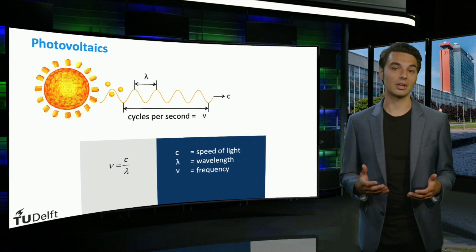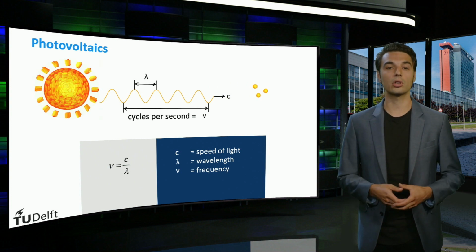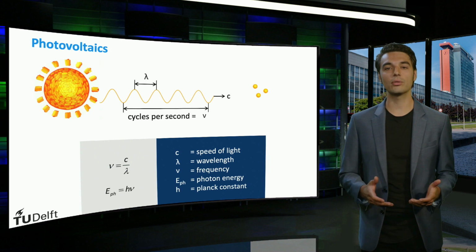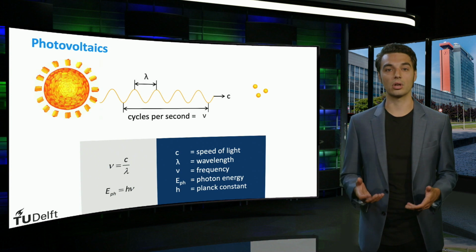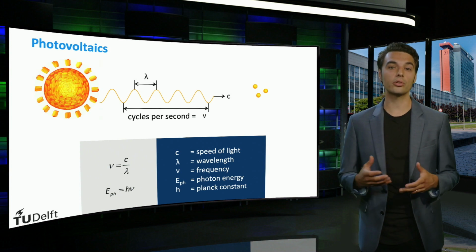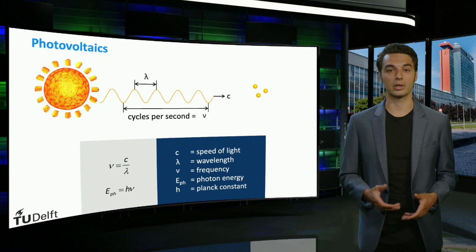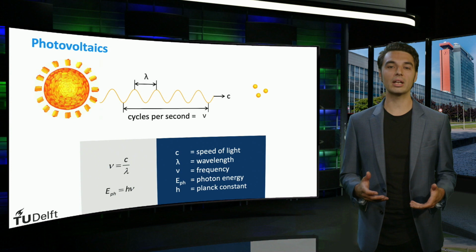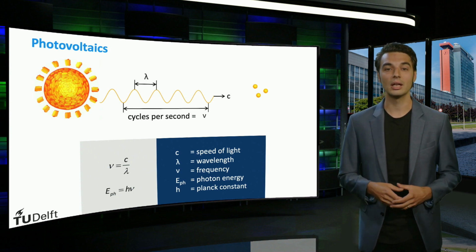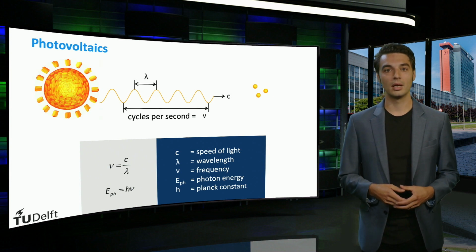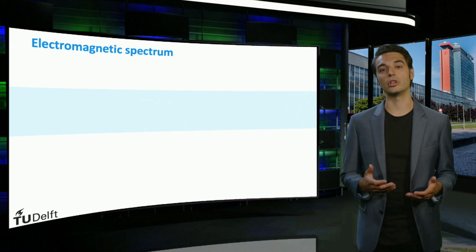In other respects, light is best described by a flow of light particles. Such a light particle is called a photon. The energy of a single photon can be calculated by multiplying the photon frequency by Planck's constant. Both the wave and particle properties of light will be discussed more extensively in the section on optics. The wavelength and frequency of light are defining properties that dictate how electromagnetic radiation interacts with matter. Let's look at the spectrum of electromagnetic radiation to get a better understanding of these properties.